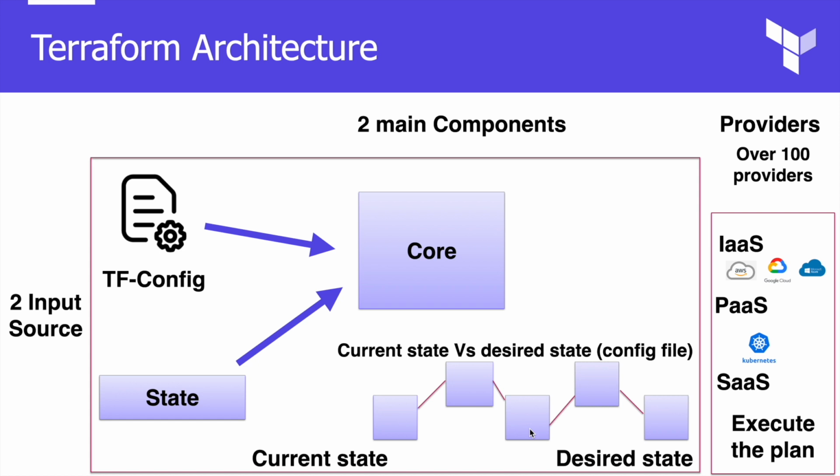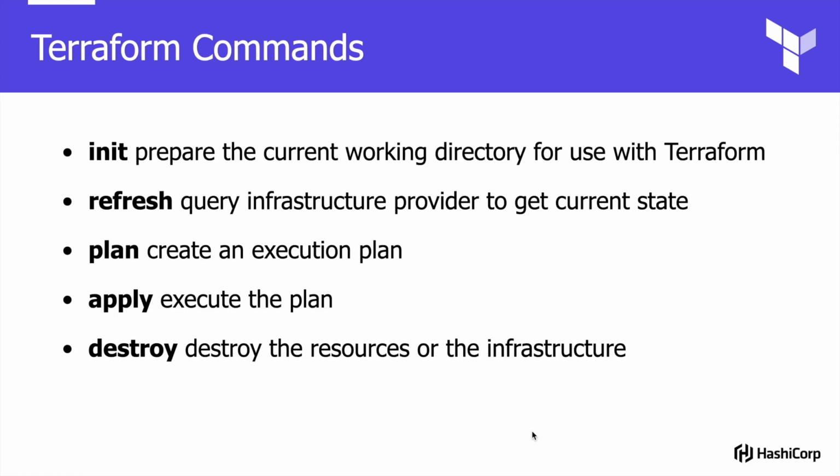So once the core creates the execution plan based on the two inputs, the configuration file and the state, it then uses the provider for the specific technology to execute the plan. Create the Terraform configuration file that defines your desired infrastructure.